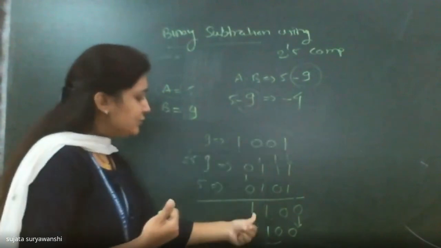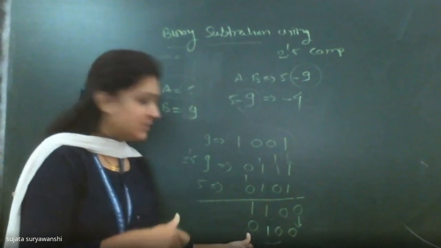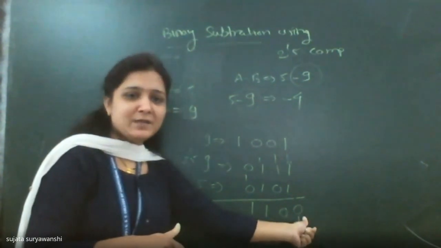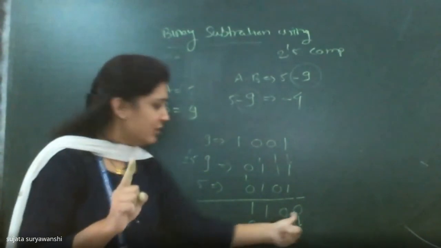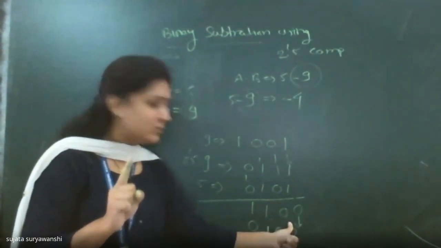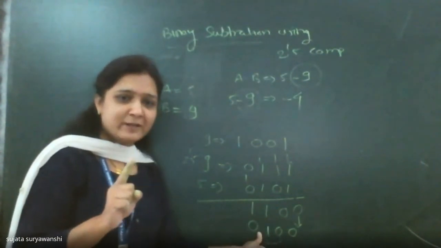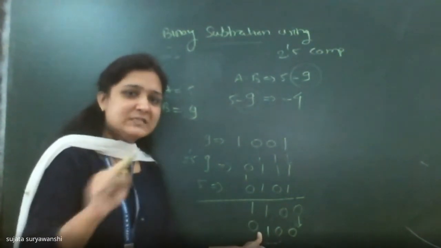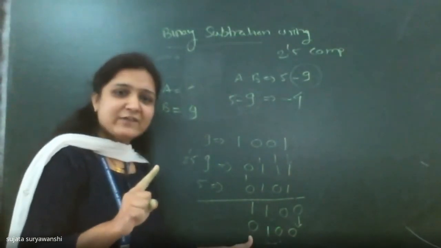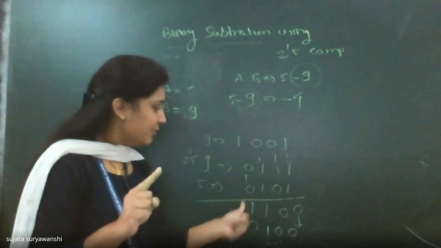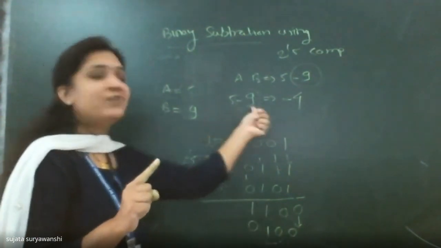To get your result in original form, you have to perform the 2's complement method again. Start with the LSB bit, write down all zeros as they are till you get the first one. This is 0, this is 0, so I have written them as they are till I get the first one. This is my first one. Copy down all the zeros and the first one and invert all the remaining bits. Only one bit is left here, so I have changed it from 1 to 0. And this is my final result of this subtraction, 5 minus 9.